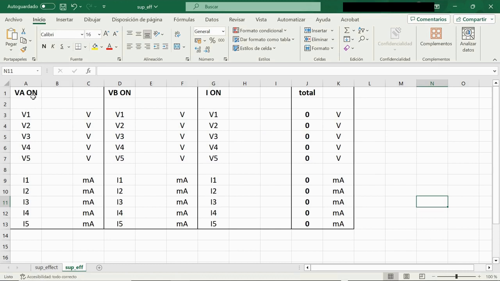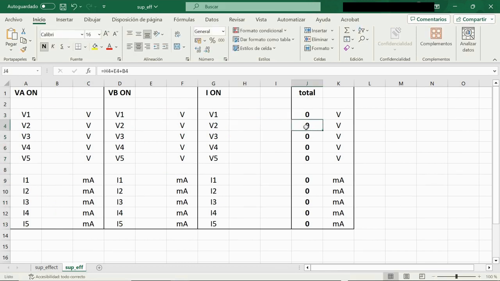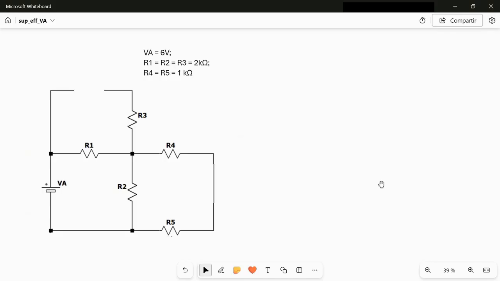So for the case in which we turn on VA, I will write down all the voltage and current values, and the same for the other two cases, VB on and I on, and I will sum up all these contributions for each value of the circuit so that I obtain the final and full response of the circuit. Okay, so let's start with the first case and solve the circuit for VA on.